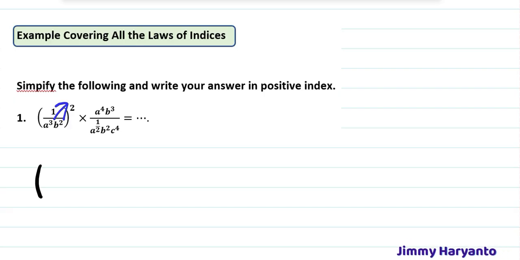Okay, so we will write it like this: 1 to the power of 2 equals 1. So you don't have to write down the 2 over. This one is a to the power of 3 times 2 equals 6, and then b to the power of 2 times 2 equals 4. So remember, when you bring the powers inside the brackets, that means you have to multiply the powers.